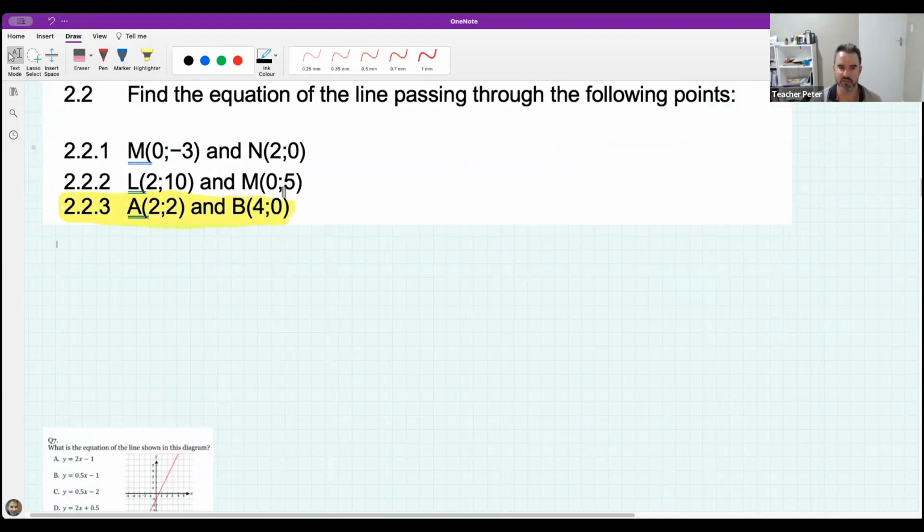Today is definitely straight line day. We are finding many straight lines.